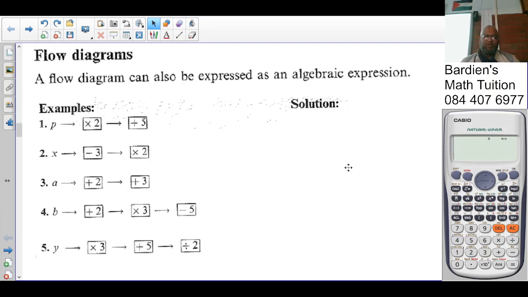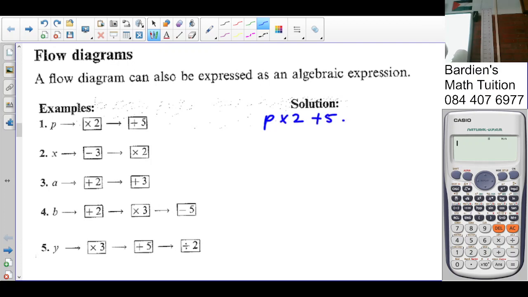Flow diagrams. A flow diagram can be expressed as an algebraic expression. Example 1. You have p times 2 plus 1. So I'm going to do the first one. It's p times 2 plus 1. It could also have been written as 2p plus 1. People, could we say that is 3p? No. Why? Unlike terms.